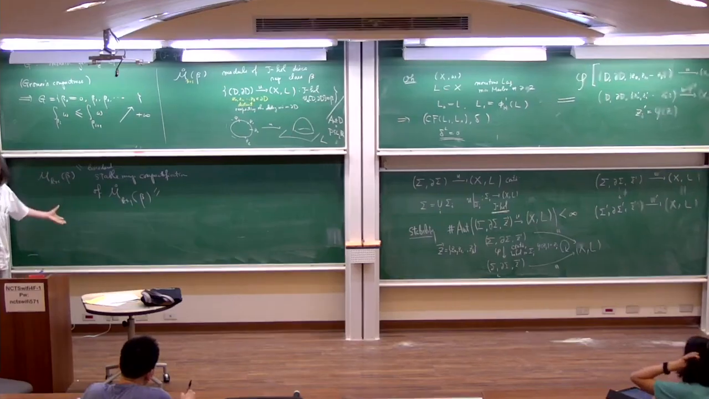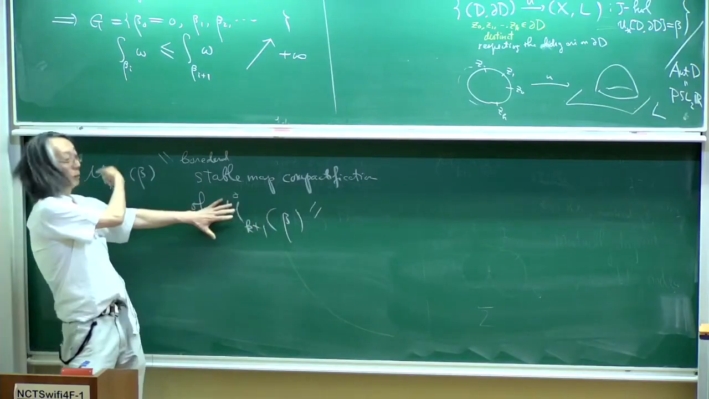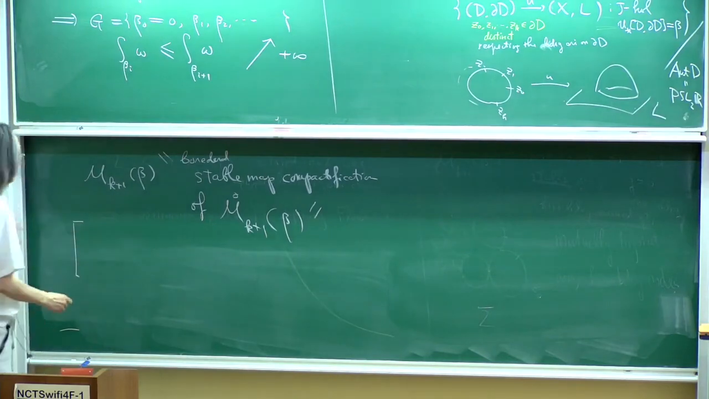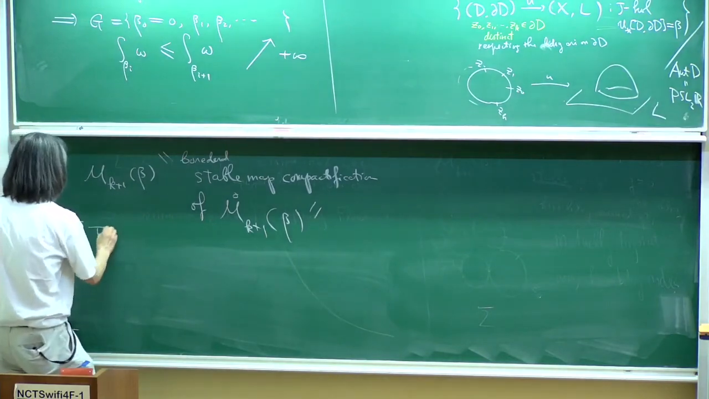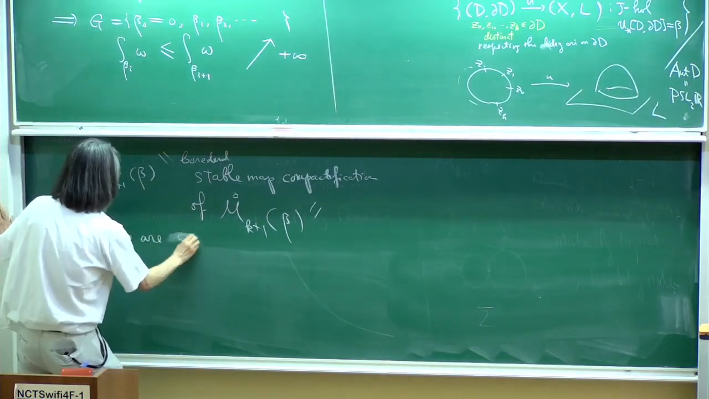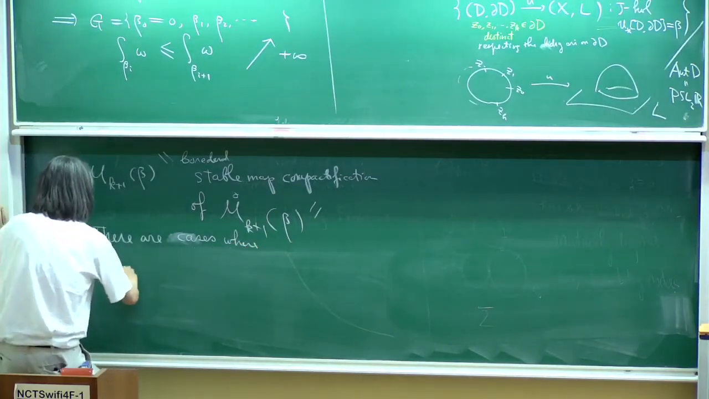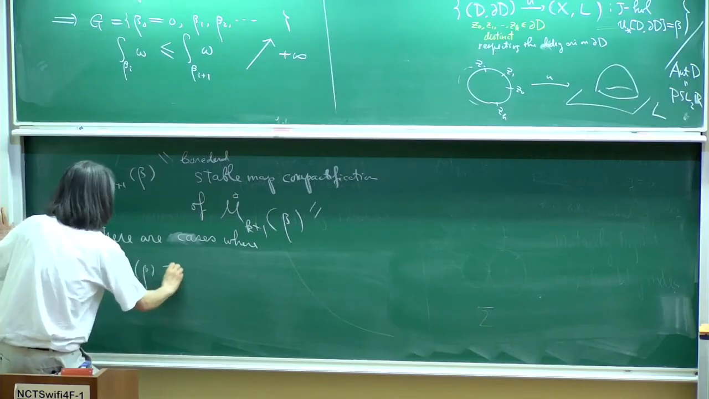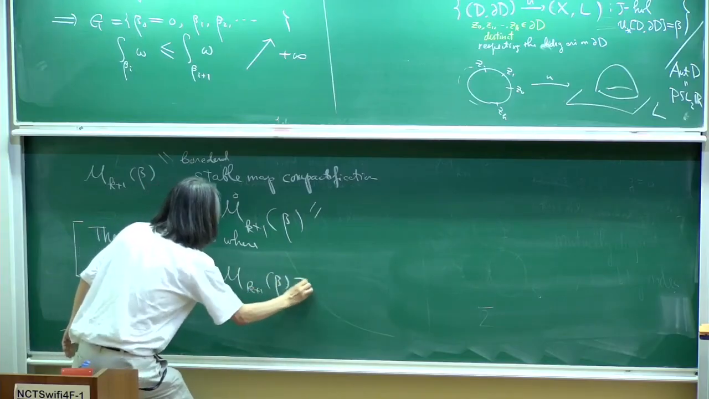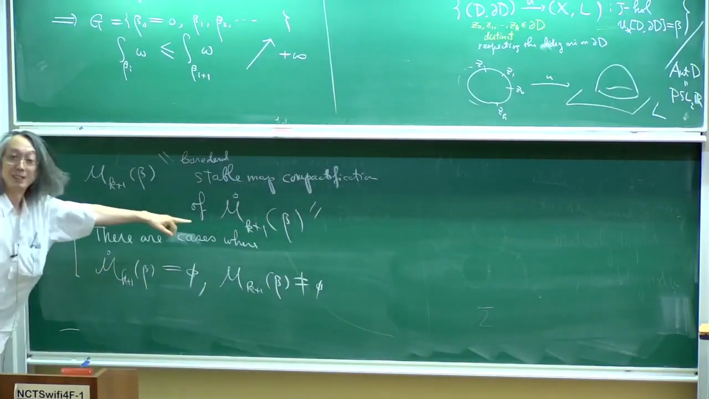But this is not literally true, as you said. So even if this one is empty, there may be something. So this terminology is not really nice. So sometimes there are cases where this is empty, but this M_{k+1}^β is non-empty. So therefore it is not a compactification of this thing.